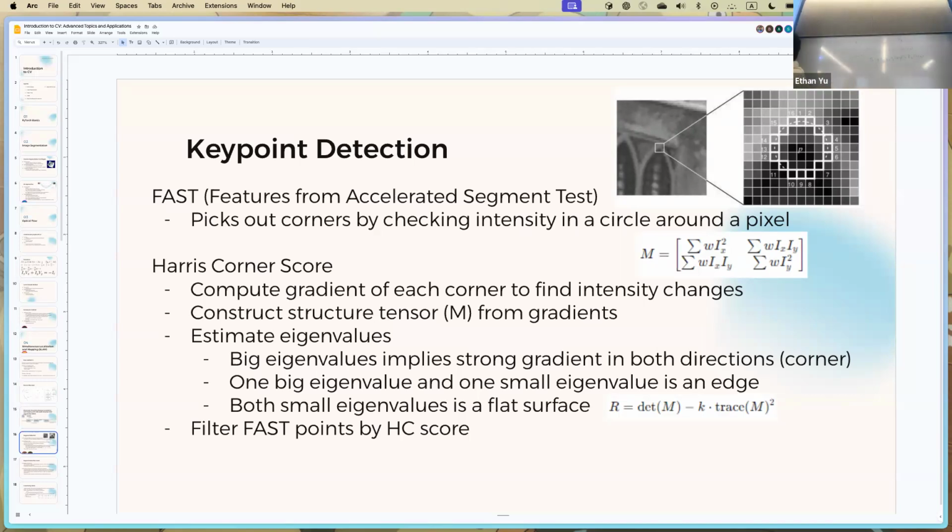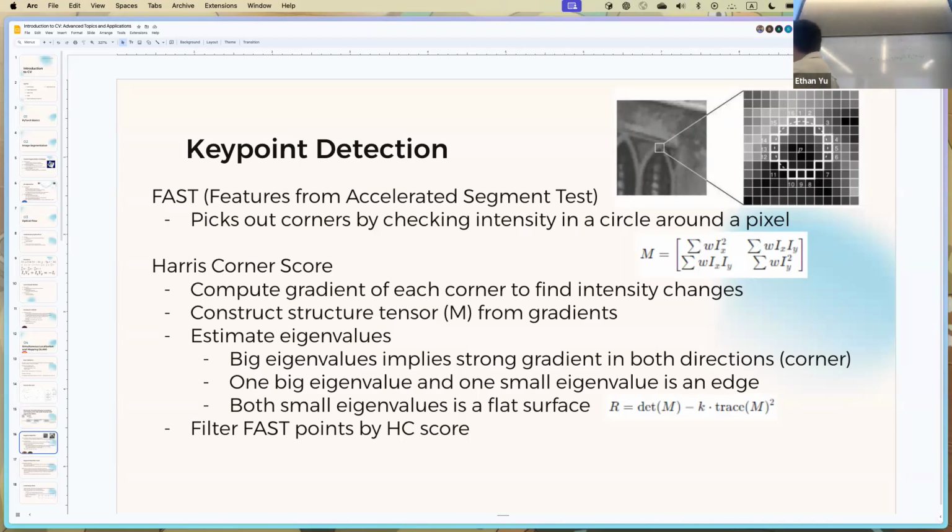Obviously, it's very fast, but it's not great at picking out good features. So we can refine this using a Harris corner score. Basically, for each corner, you want to find the gradients of the intensity in the X and Y directions. And then you can create this matrix. W there is basically just a weighting factor, which weights points closer to each feature higher than points farther away. So it's like a Gaussian. You can imagine the center pixel, the feature that you're considering, has a higher weight, and then as you go further, it gets a smaller weight. And then you just want to create this gradient matrix.